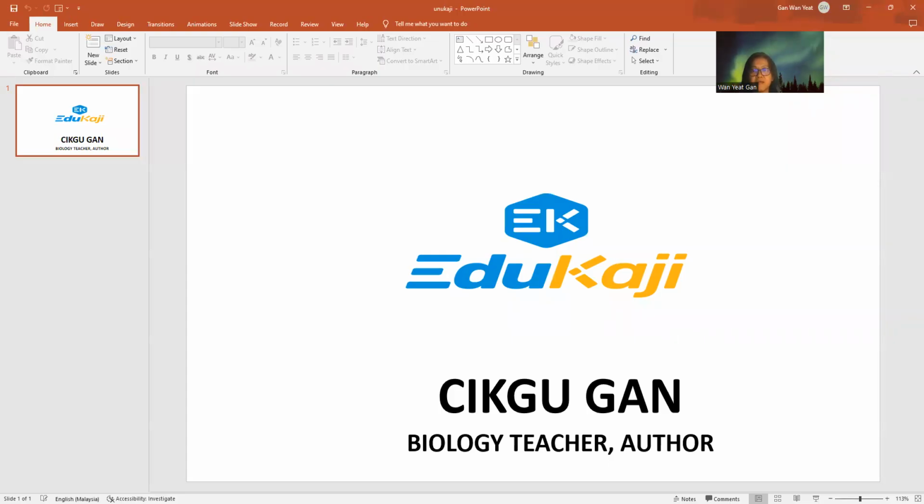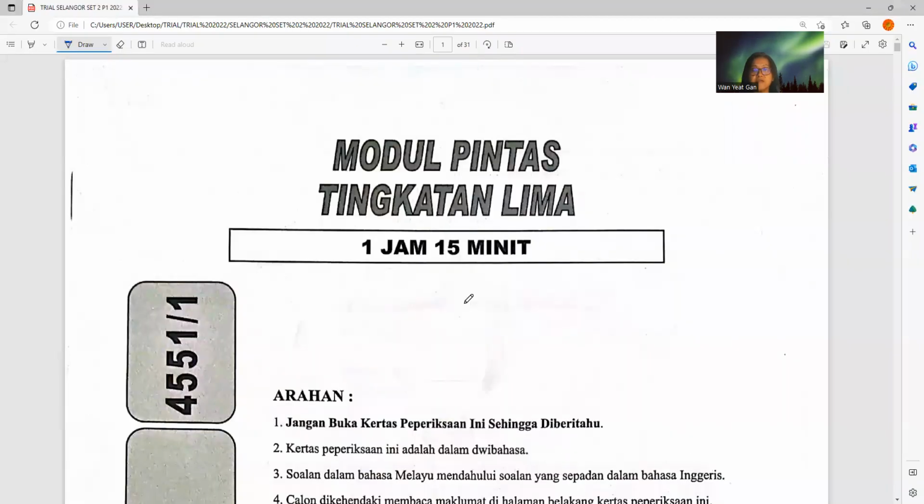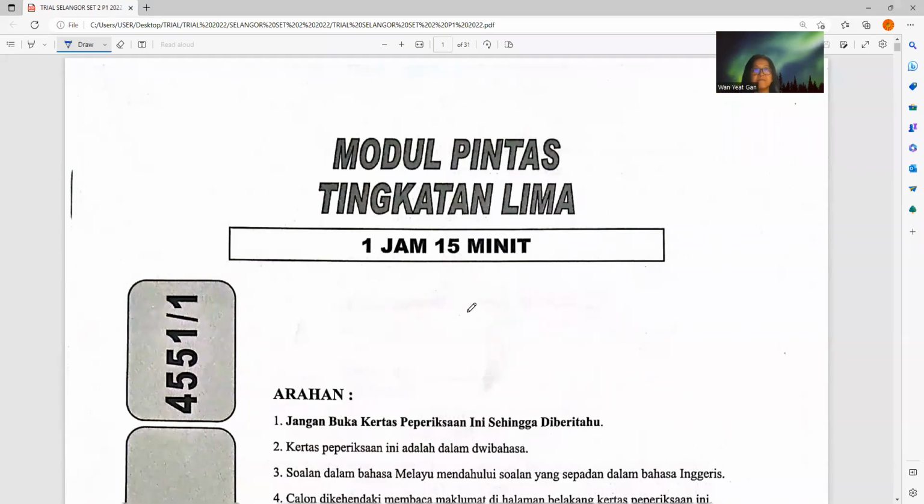Today we'll be discussing Selangor State Trial Paper 2022, Set 2, Paper 1. Alright, let's begin.